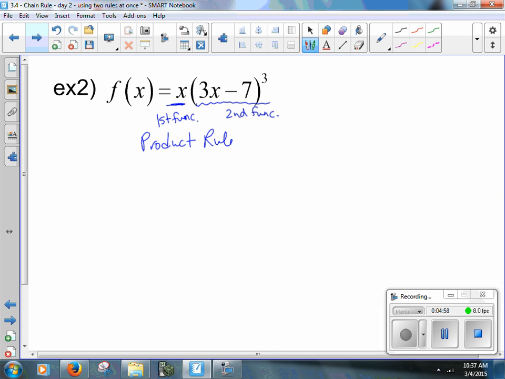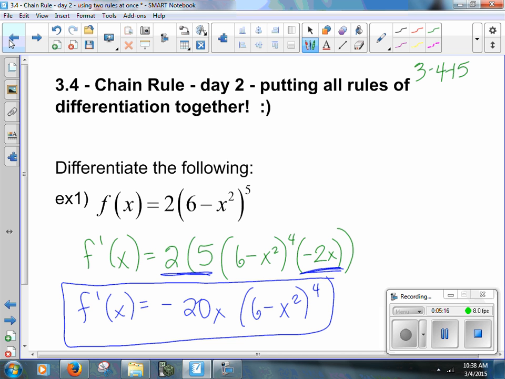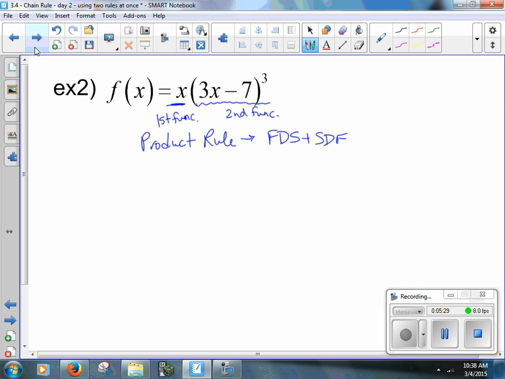Because I'm multiplying two functions. That's FDS plus SDF. Okay. Now this is where it gets a little crazy. But why didn't you do that on the first one? Because my first function, if you will, was a constant. And I will use the constant multiple. Just take it to the front, leave it alone. If it's a plain old number, leave it alone. But if it has an X or anything in combination with an X, you want to use product rule.